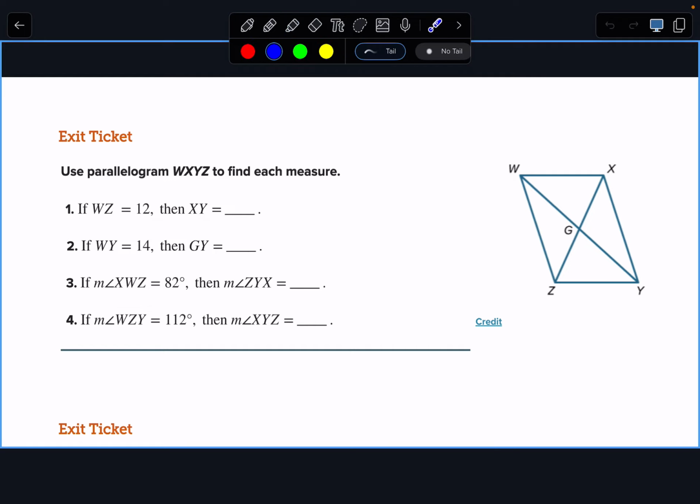If WZ is 12, what's XY? Okay. If WY is 14, what's GY? Okay, we have to cut it in half. All right. This guy right here, WZX, is 82 degrees. What is ZYX? Same thing. Okay, new parallelogram. WXY. This guy is 112. This guy is 68.